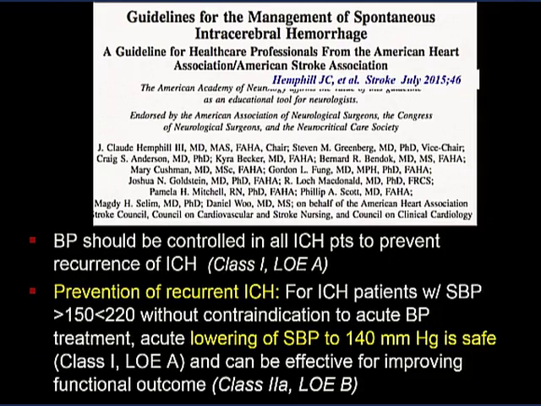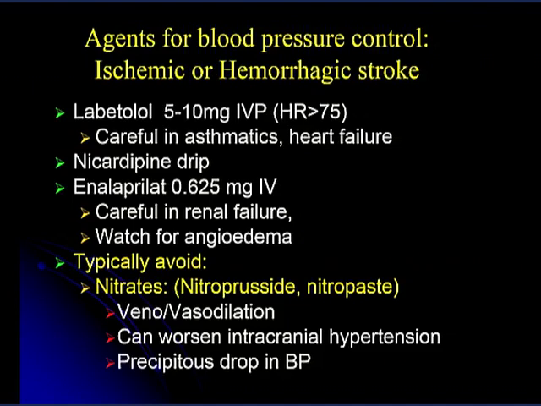We do want to control blood pressure to try and prevent expansion of the hemorrhage. So the agents we talked about before, labetalol, these are the guidelines, is nicardipine. Remember, enalaprilat is out there for us, but be careful in renal failure, and watch for angioedema. And of course, in our CNS population, we are never using nitrates, the nitroprusside or nitropaste.